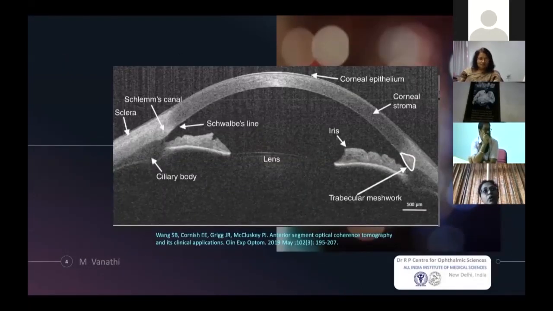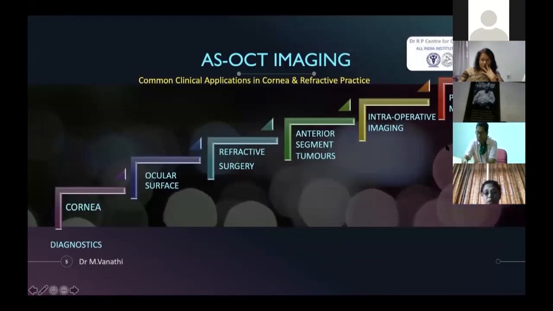So most of us know that on an anterior segment OCT scan of the cornea, this is what you would generally see. You would see the cornea, the corneal epithelium, the stroma, the endothelium, the angle structures, the iris, the thickness of the iris, and the lens. So I would leave out the glaucoma imaging, which would probably be subsequently covered, and move on to the clinical applications of ASOCT imaging in cornea and refractive practice.